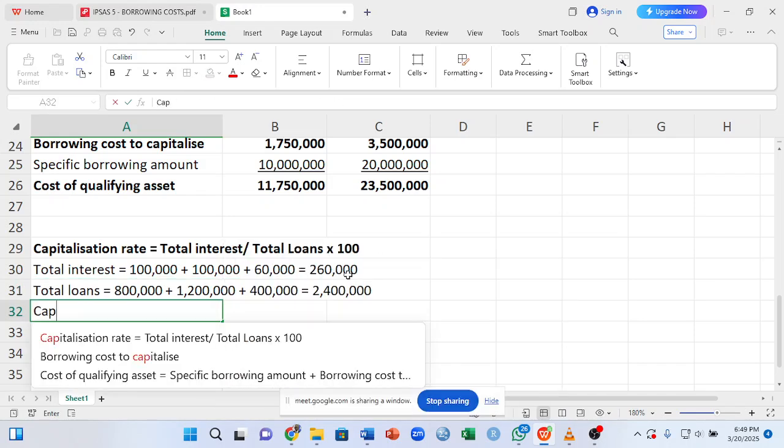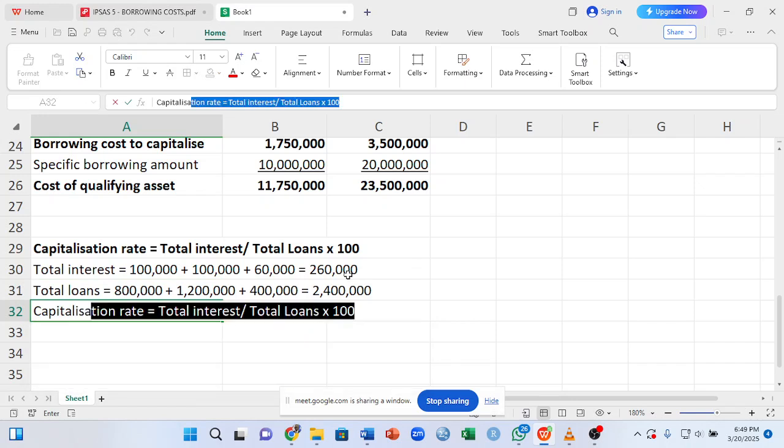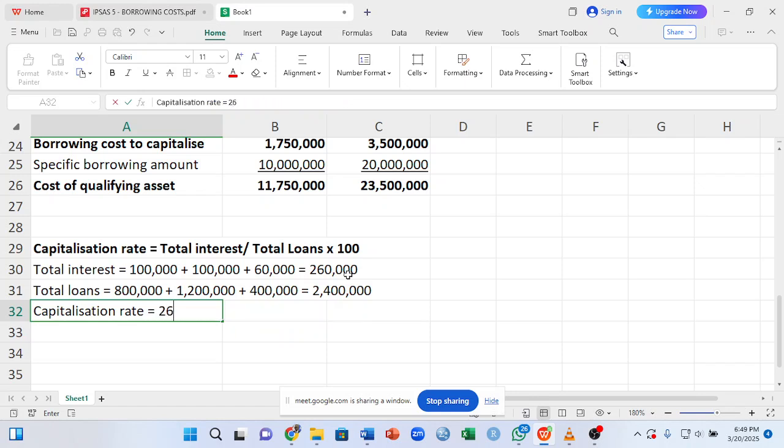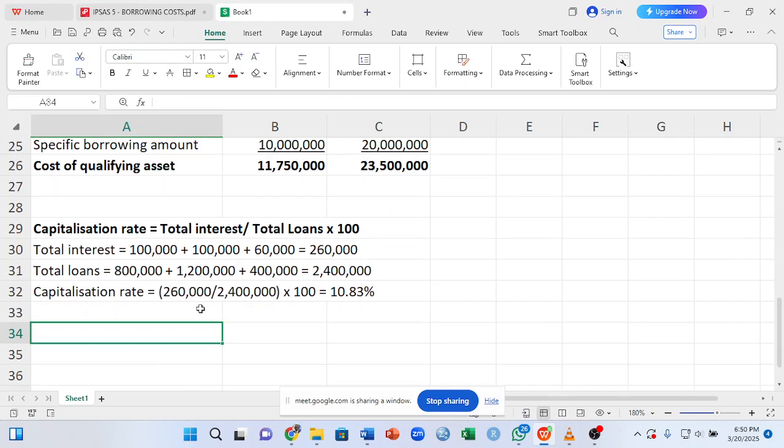Now we calculate the capitalization rate. That would be 260,000 divided by 2,400,000, which is 0.1083. Then multiply by 100. What do we get? 10.833, so to two decimal places, 10.83%. So that would be our answer for that.